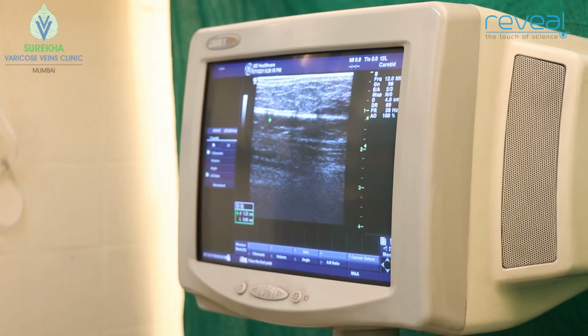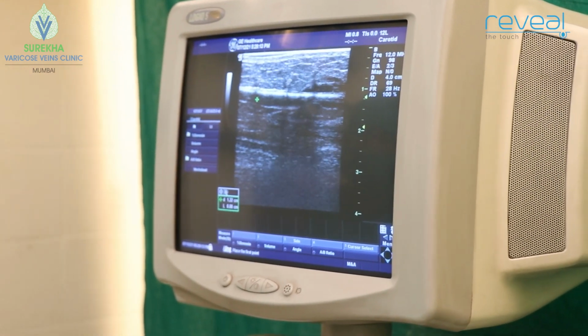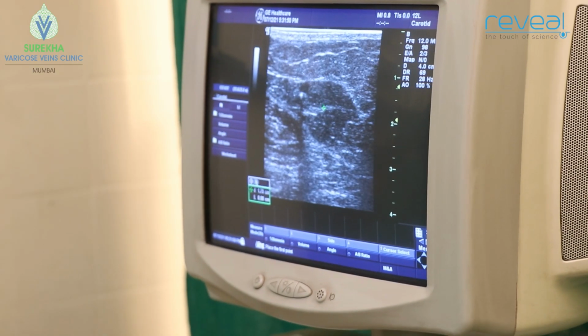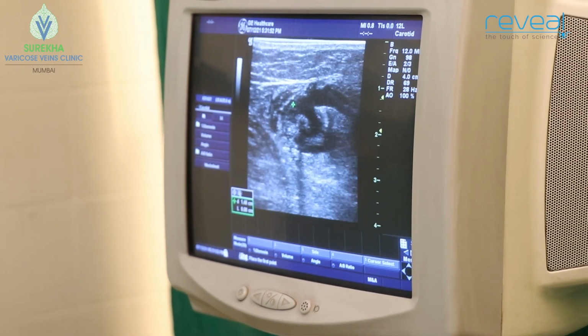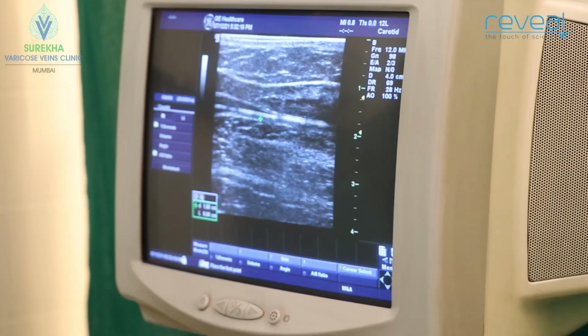So now we are in the thigh, and here you will appreciate the tumescent fluid will have a better flow, as you can see. As you can see, the vein is being compressed very nicely, and there is at least 1 centimeter of tumescent fluid around the vein.